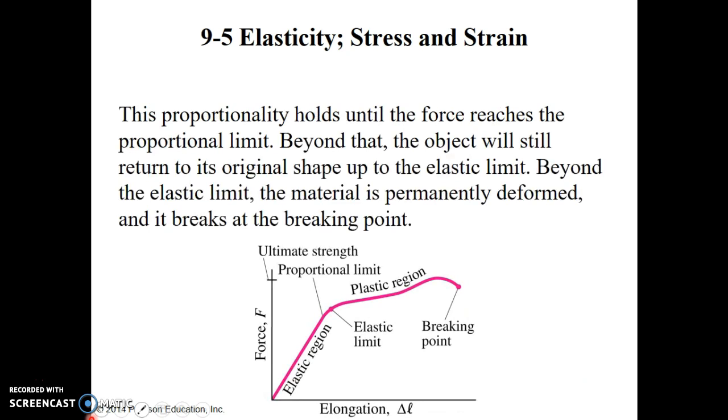Now, when an object stretches, it will always return back to its original shape. So you take a spring, you stretch it, it will snap right back to its relaxed position. We call this elasticity. If we draw a diagram of the force applied to an object versus the distance it stretched, remember, force and length, delta L, are directly proportional. That means that it has a constant slope, and that slope would be our spring constant k.